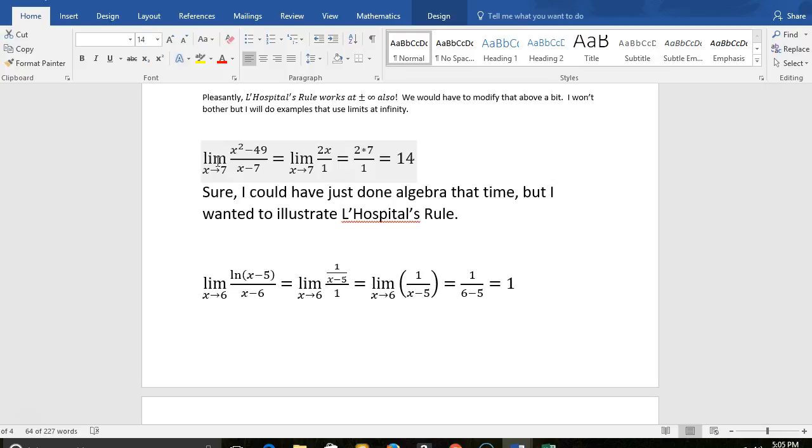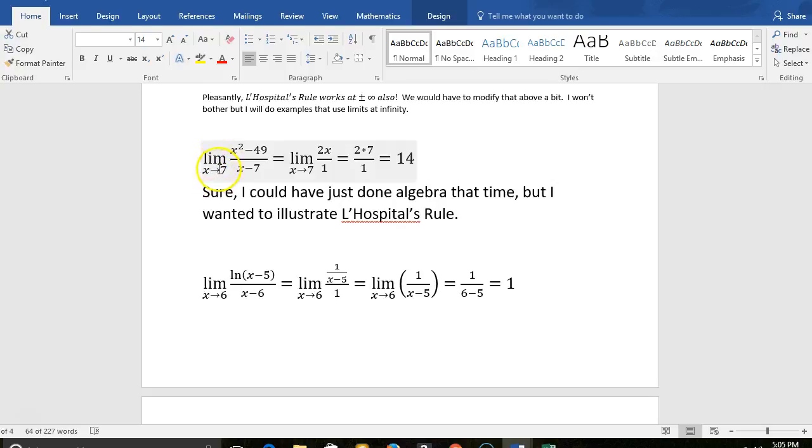But you can use it for the cousins of it, like sine 2x over 2x. You can go ahead and do L'Hopital, but don't do it for sine x over x. Don't do L'Hopital there, okay? But we'll talk more about that in a minute. Anyway, let's look at this example.